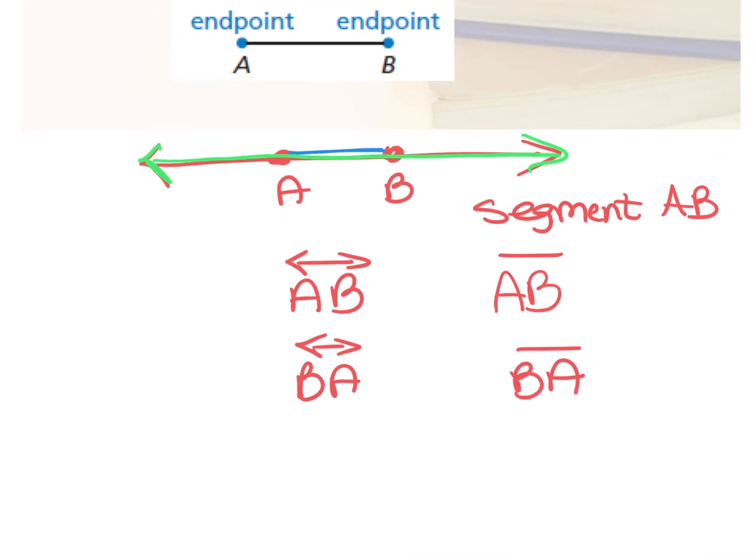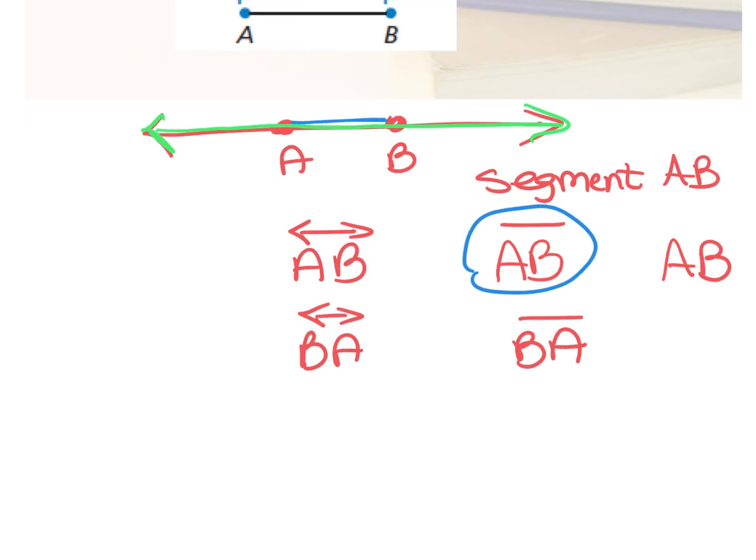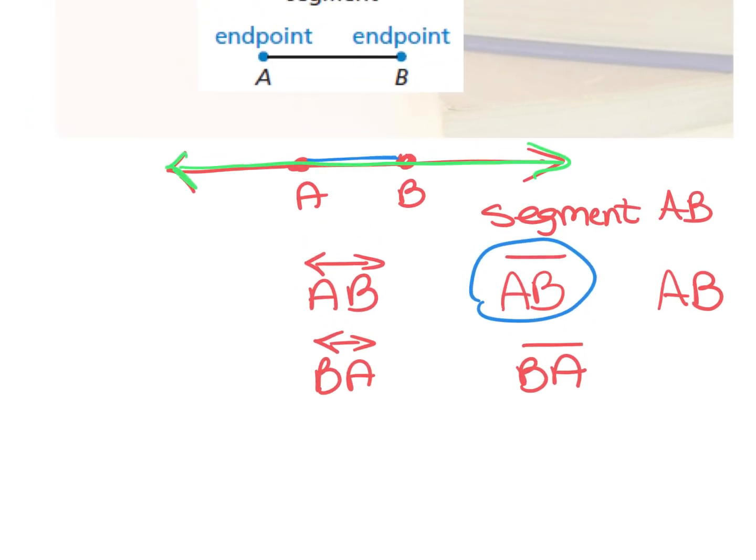Now, sometimes you're also going to see a segment without the line on top. So if you only see 2 capital letters with no picture on top, they're also referring to a segment. But most of the time, the questions will have that single bar on top, indicating that it's a segment and not a line. Now, if I had another point here, and say I called it C, I could say C is on segment AB because it's in between points A and B.